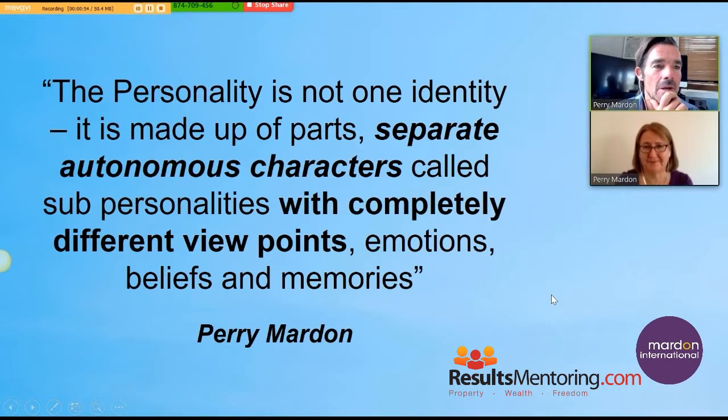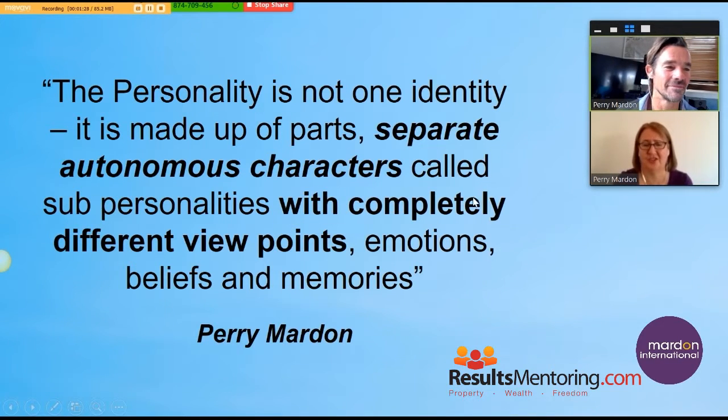Right. Okay. So let's just start off with a central principle. The personality is not one identity. It is made up of parts, separate autonomous characters called subpersonalities with completely different viewpoints, emotions, beliefs, and memories. Now, to most people, that's going to sound like gobbledygook. What does that mean? Why do you think it sounds like gobbledygook to most people, Georgina? Well, most people think of themselves as one personality, just I am who I am. And even though they may reflect and think, oh, I changed my mind a lot, they still see themselves as one personality. And within this work, what we actually help people understand is when we're actually changing our mind, what's happening is we're responding from different parts of our personality.